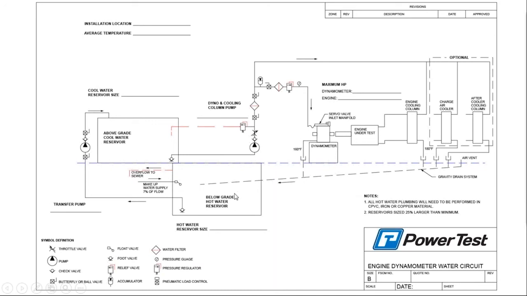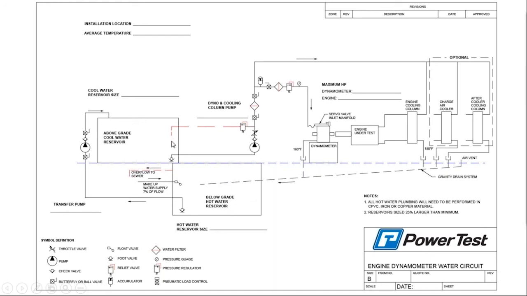So here we've got the reason why we do this with the below grade: in this case the customer wants to use gravity to drain from the dyno and from the engine accessory. So we've got a water storage reservoir that is below grade. So this is hot water, and typically what happens, if we start from the beginning, is that if this cold water reservoir is full, that means the below grade reservoir is empty.